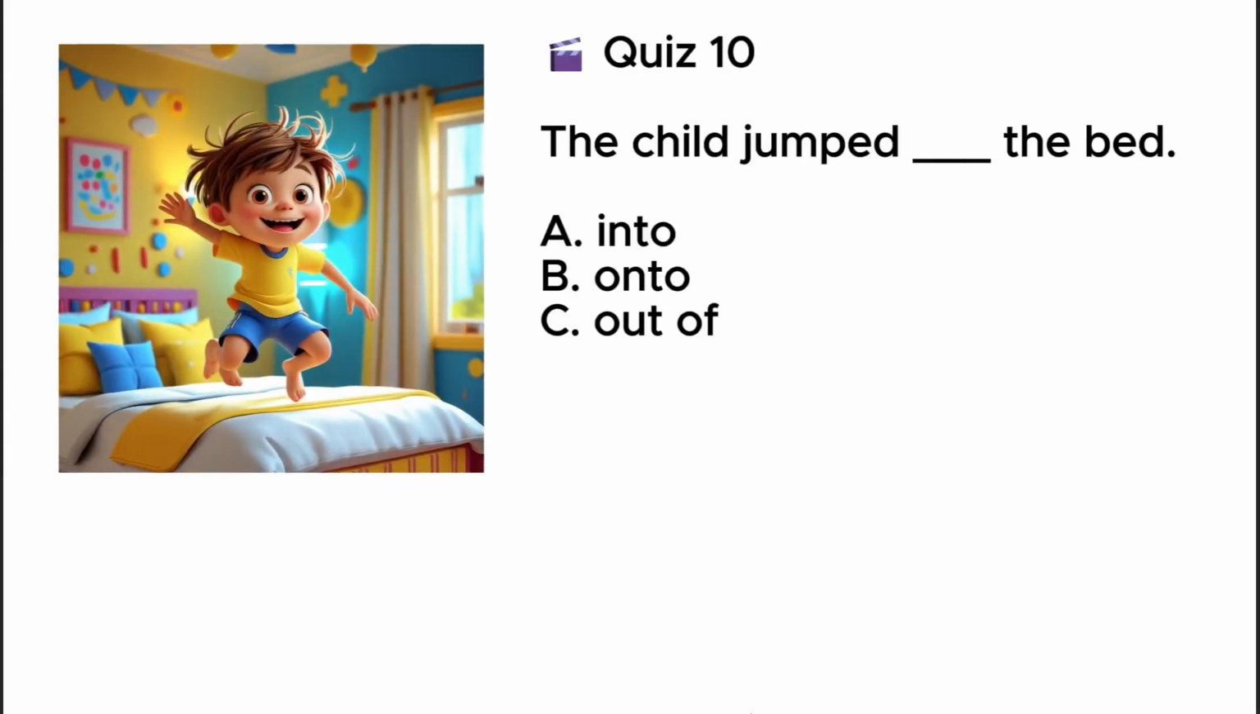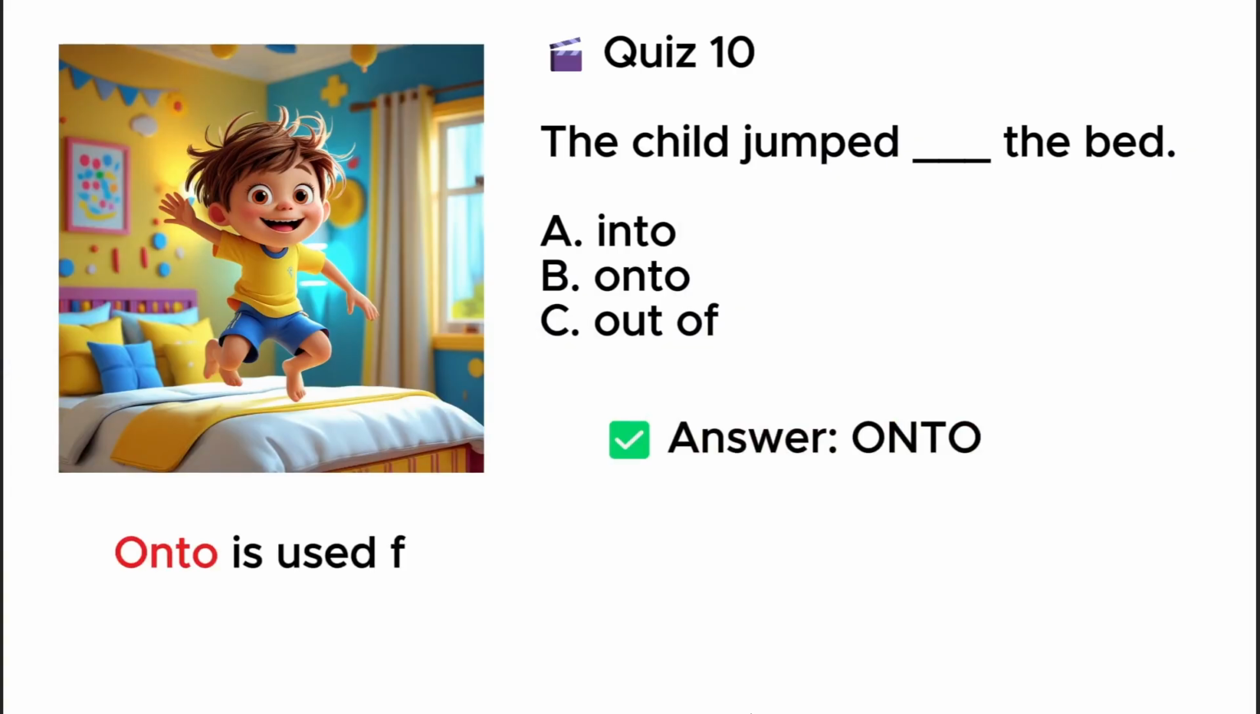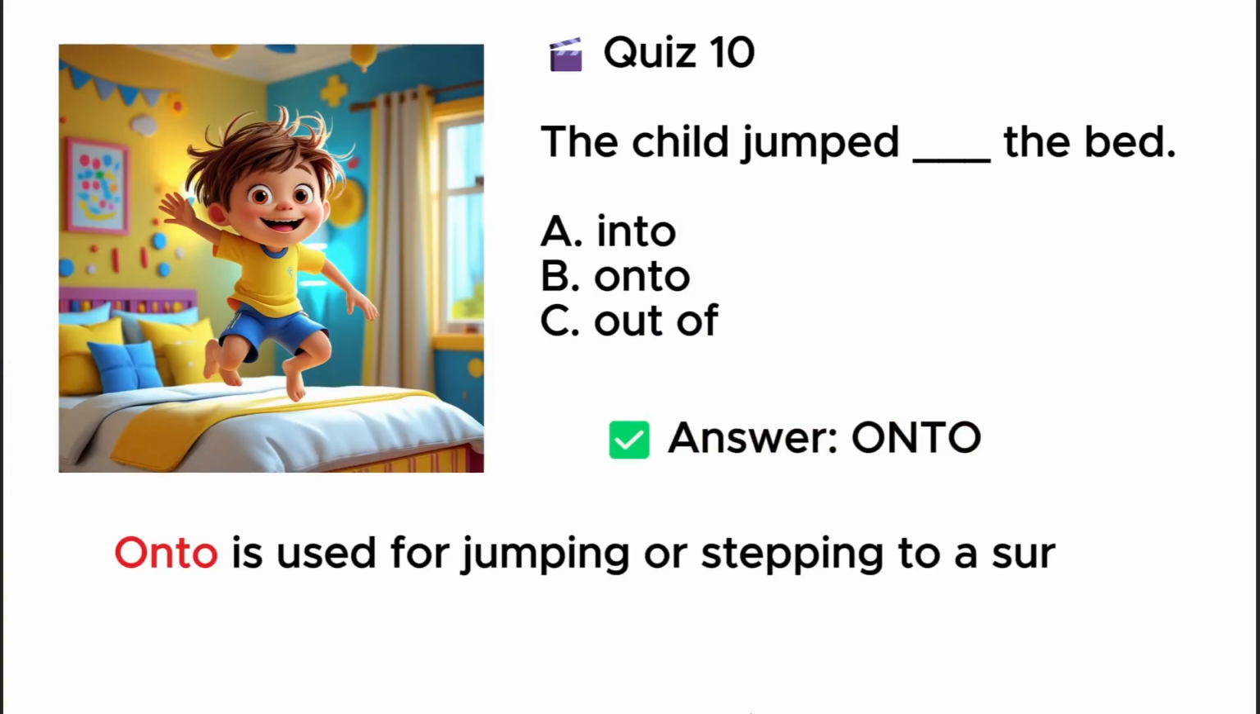Jump up high. The child jumped. The child jumped onto the bed. "Onto" is used for jumping or stepping to a surface.